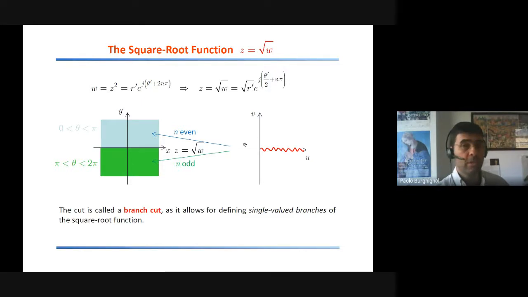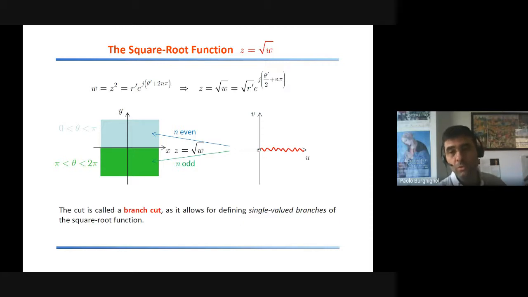That is because basically you can come back from W to Z by choosing to land onto the cyan region, and so with arguments between 0 and pi, or to land back on the green region, so with arguments from pi to 2 pi. This corresponds to choosing this number n in the formula above as an even number, and in that case you go to the cyan region, or as an odd number, and in that case you go to the green region. The wiggly line, by the way, is known in complex analysis as a branch cut.